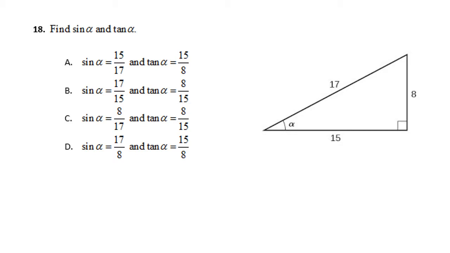Question 18. Find sine alpha and tangent alpha. A, sine alpha is 15/17 and tangent alpha is 15/8. B, sine alpha is 17/15 and tangent alpha is 8/15. C, sine alpha is 8/17 and tangent alpha is 8/15. D, sine alpha is 17/8 and tangent alpha is 15/8.